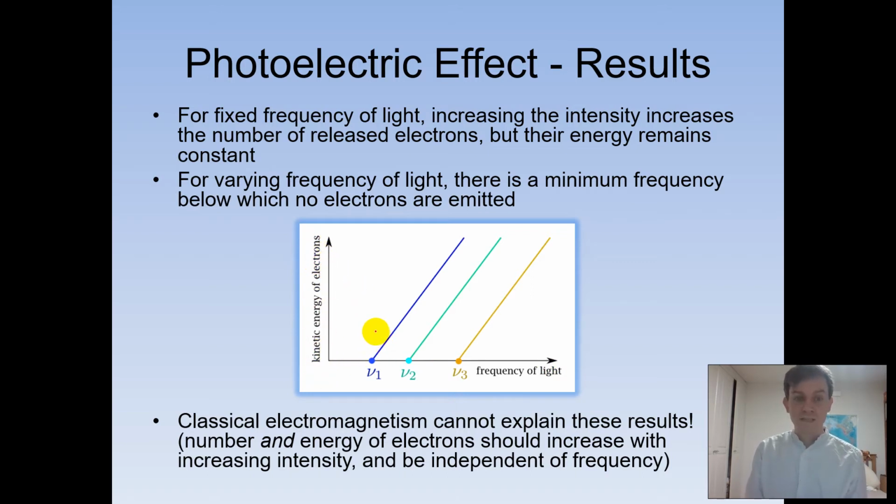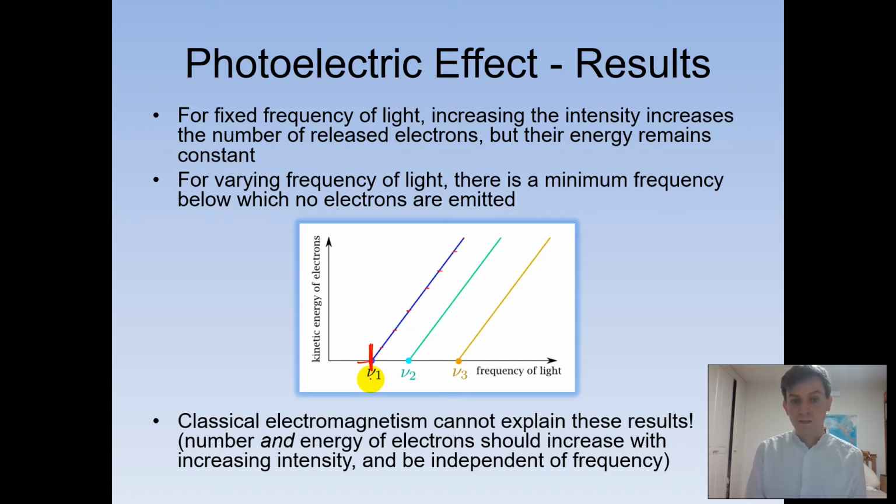So the first thing is, if your frequency is too low, you don't see any electrons. In this particular case, this blue line here, if your frequency is less than nu1, then the electrons do not escape at all. So too low frequency of light means no electrons at all. But then if you have enough frequency, and then you increase the frequency further, then you find that the electrons escape with more and more kinetic energy, and the kinetic energy grows linearly with the frequency of the light.